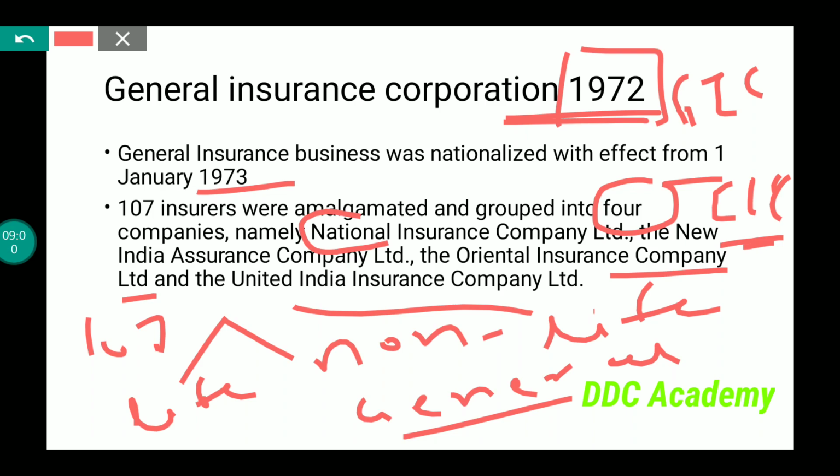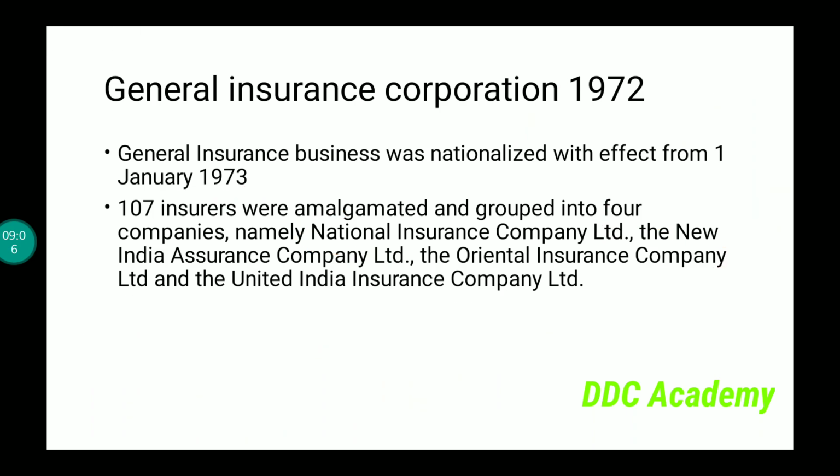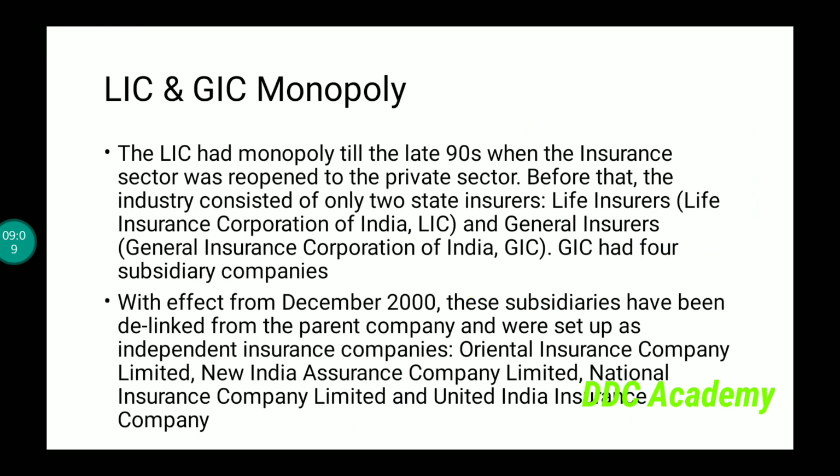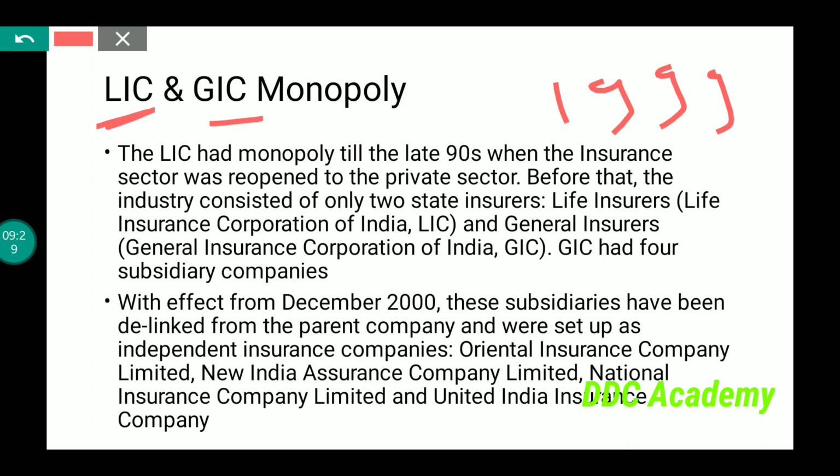So now the question will come in your mind: what about GIC? We will discuss it later. So LIC and GIC had a monopoly up to the late 90s, up to 1999. LIC and GIC had complete monopoly. No other company was operating in this sector. In the life insurance sector, LIC is the only company, and in the general insurance sector, GIC is the only one with its 4 subsidiaries.